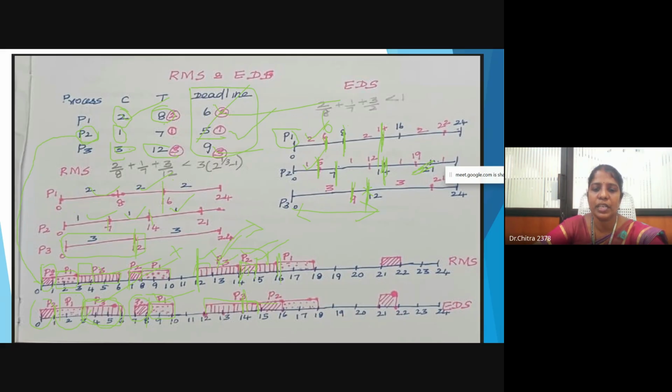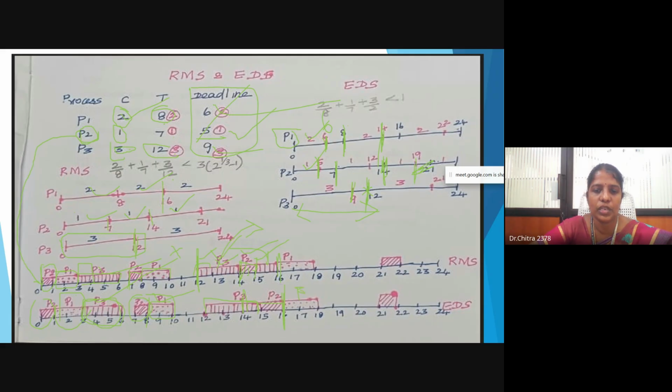Now P2 takes the control and executes one unit, and you check 16. Is 16 the deadline for P2? The deadline for P2 is 19. So it's executed before 19. Then fine. The next one, P2 is executed. Again, it goes to P1 for its next execution.